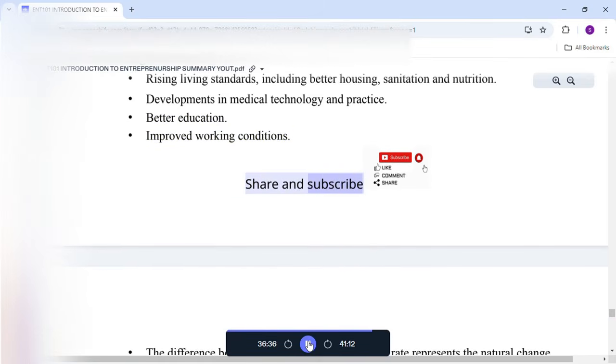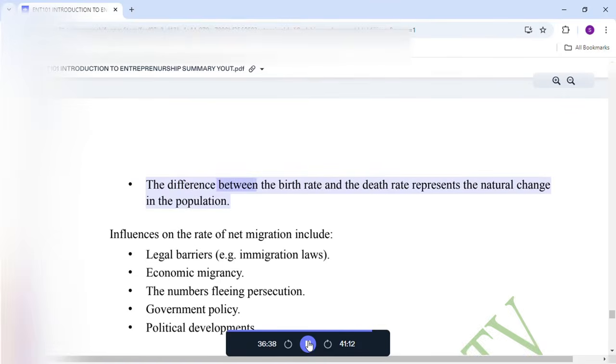The difference between the birth rate and the death rate represents the natural change in the population.